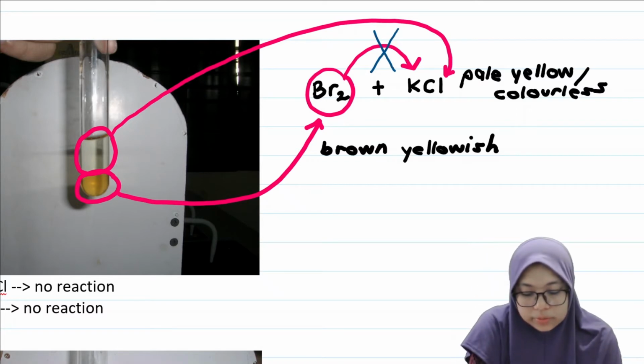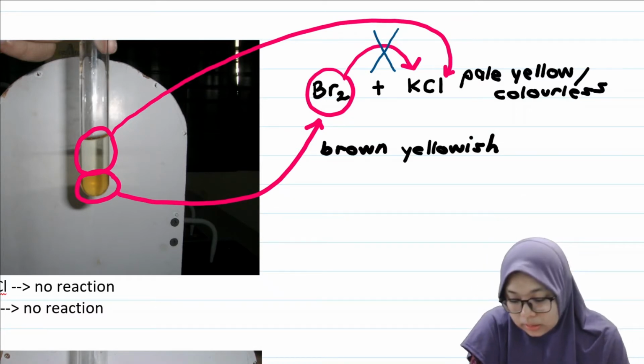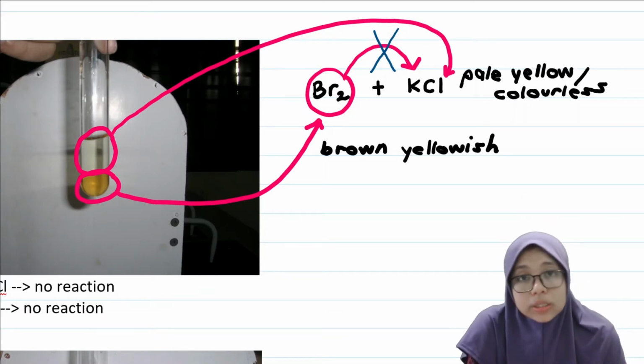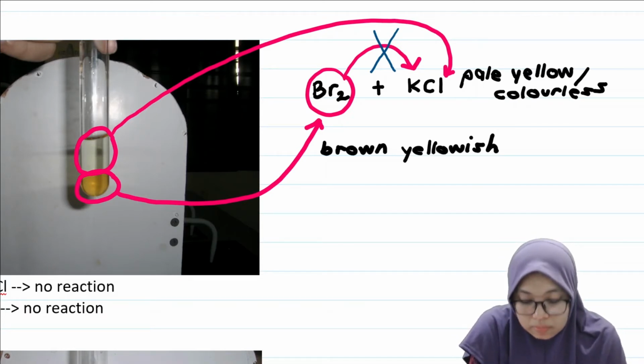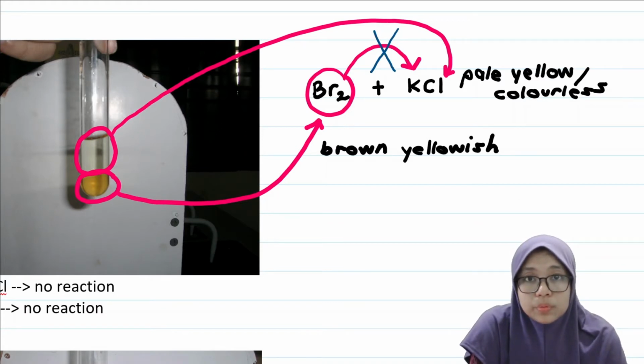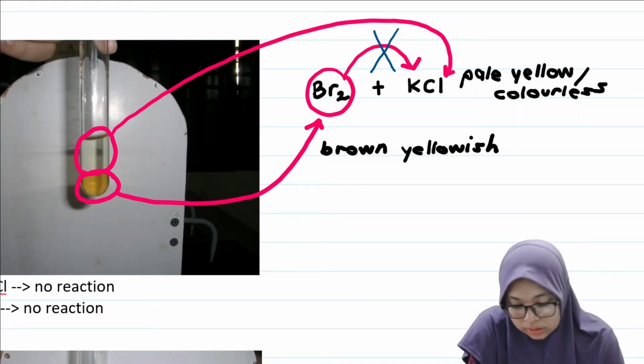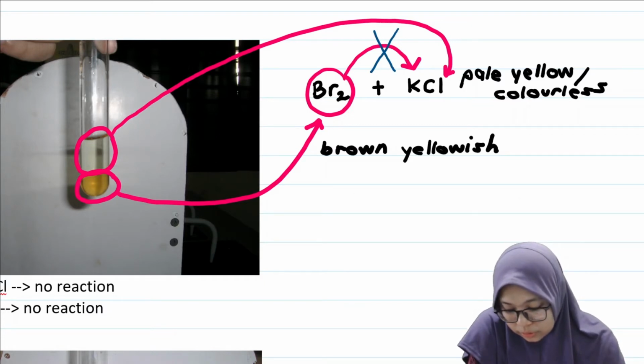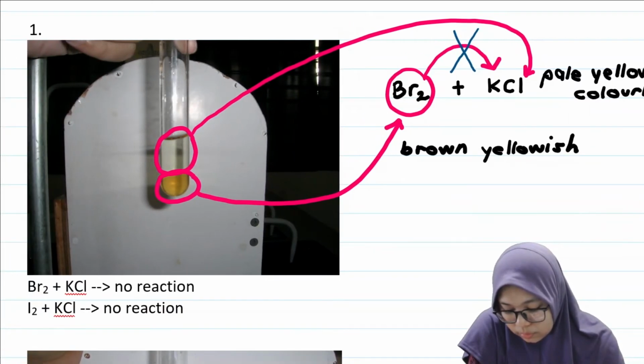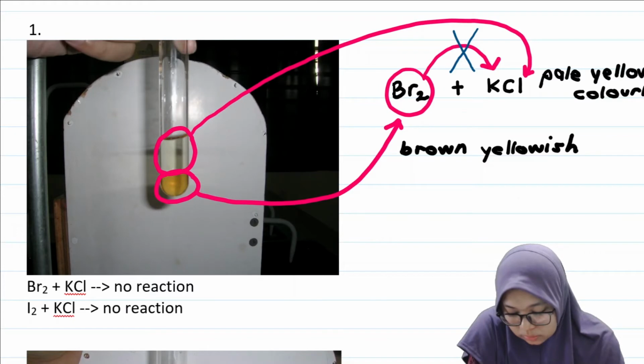Because there is no reaction, the color of the two liquids and the solution in the test tube will be the same as when we mixed the two reactants. Okay, so this is the first part. So there is no reaction between bromine and potassium chloride.